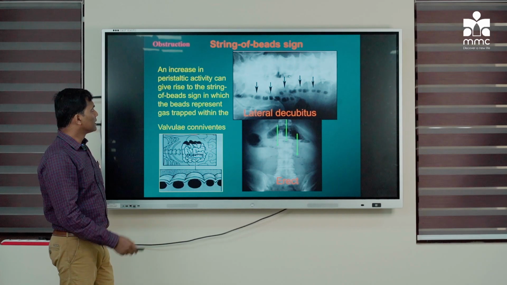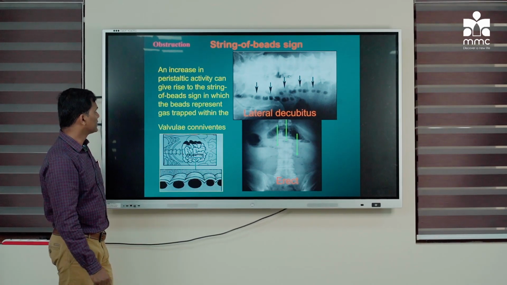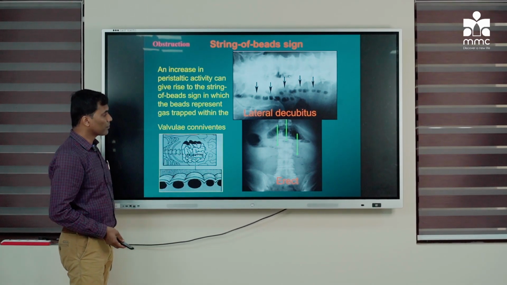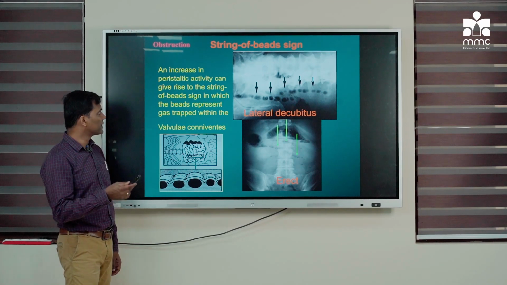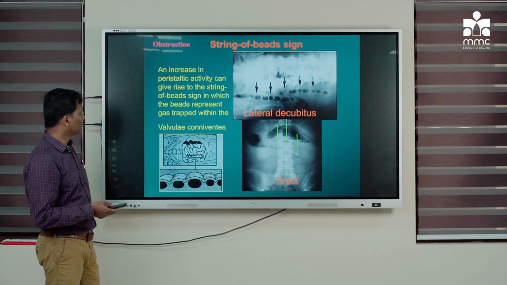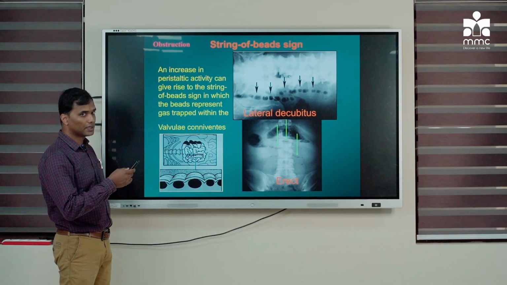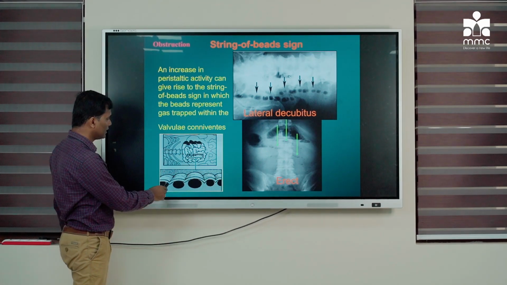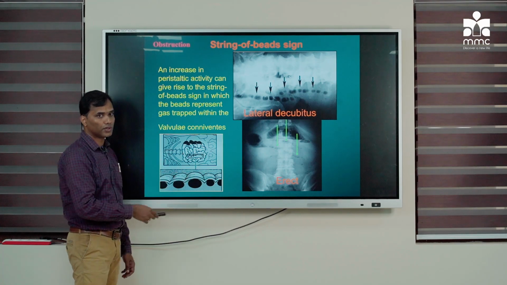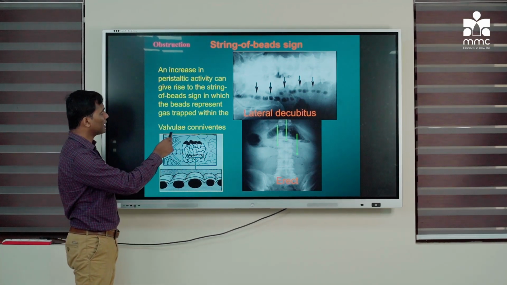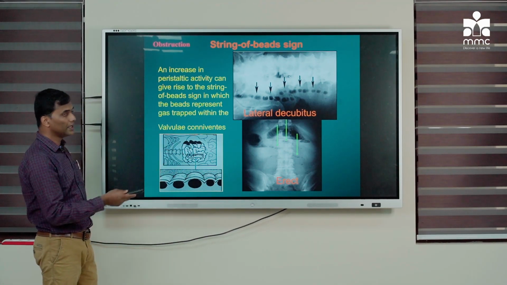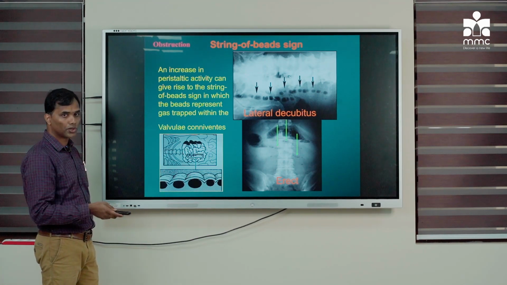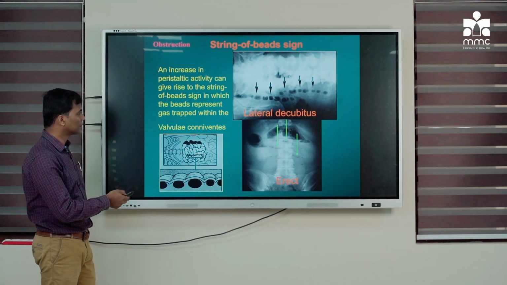So the string of beads sign. What is it? Because of the obstruction, there is increased peristalsis of bowel loops. What happens is the air foci may get collected under the valvulae conniventes of the jejunum, which may appear like a string of beads sign. It can be seen in lateral decubitus and also on erect X-rays.